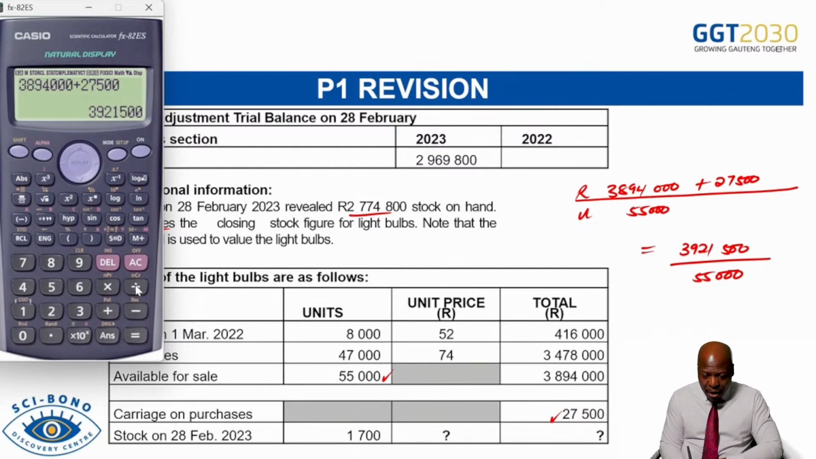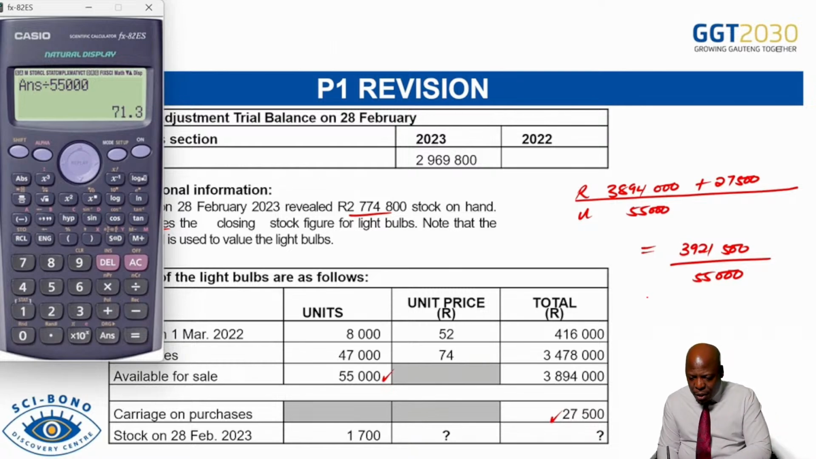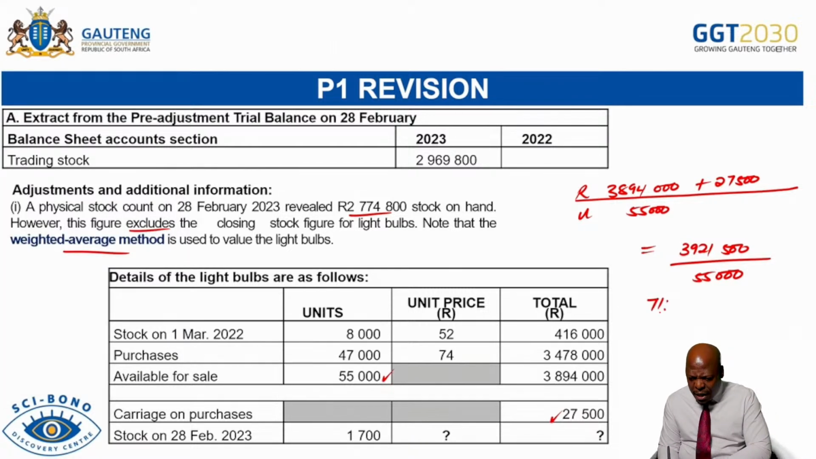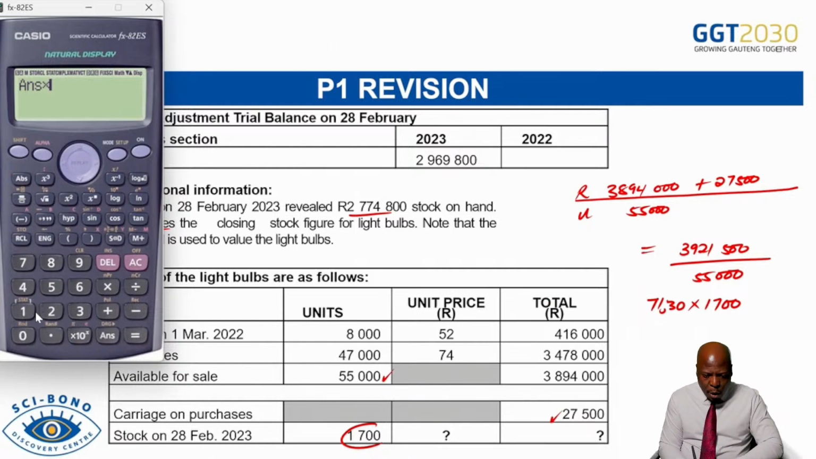So we're going to divide that by 55,000 like that. And then that is going to give us the average price per unit, which is 71 rand 30. Now I'm going to multiply that by the units on hand, and the units on hand are 1,700. So I'll simply multiply by 1,700, and then that's going to give me the value of my closing stock, the value of the stock that is missing, which is 121,210.